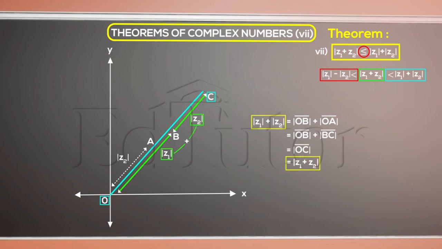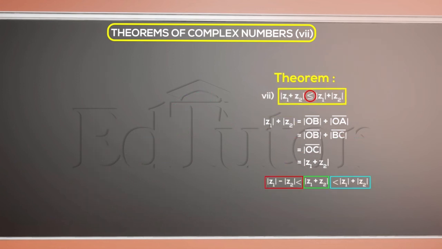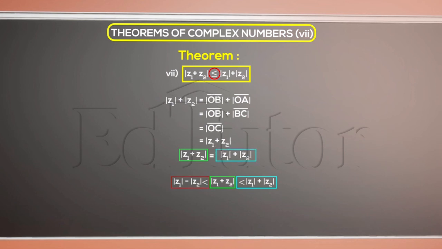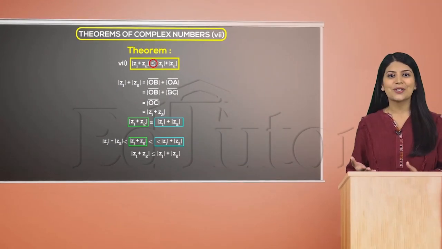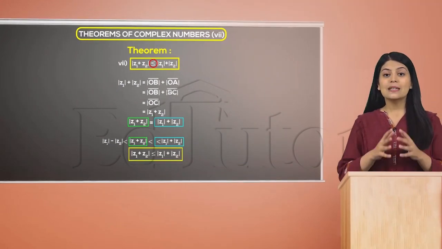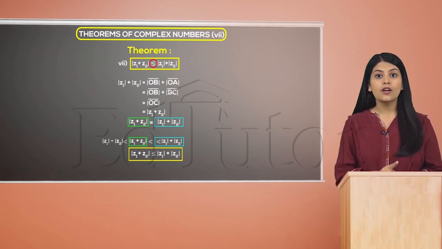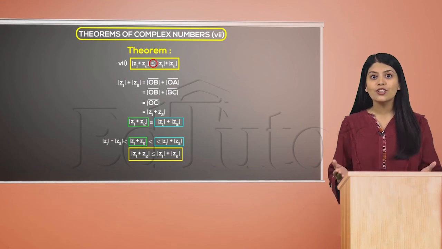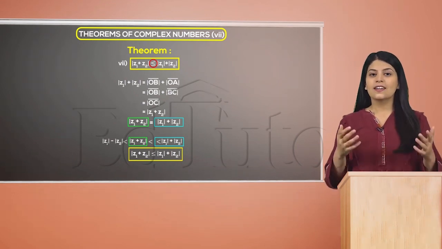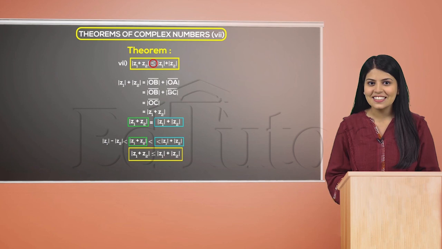Finally, if we compare this result with the one that we had before, we can easily combine them to deduce this form, proving the last theorem of our journey. The modulus of the sum of two complex numbers is less than or equal to the sum of the moduli of the numbers. A little long and tedious, no?